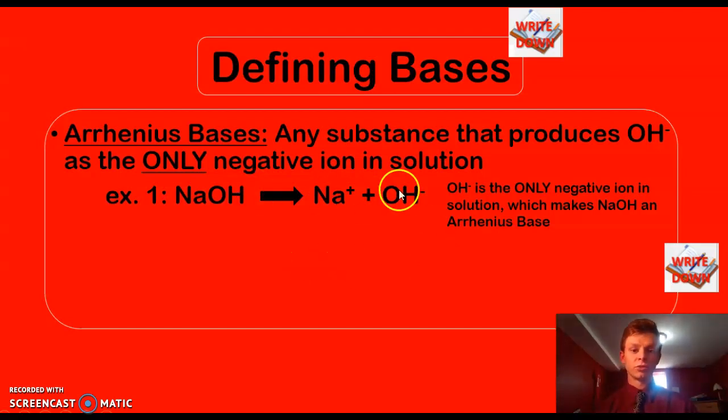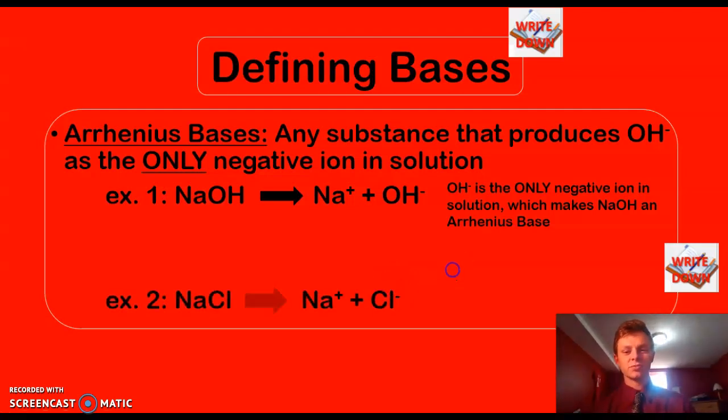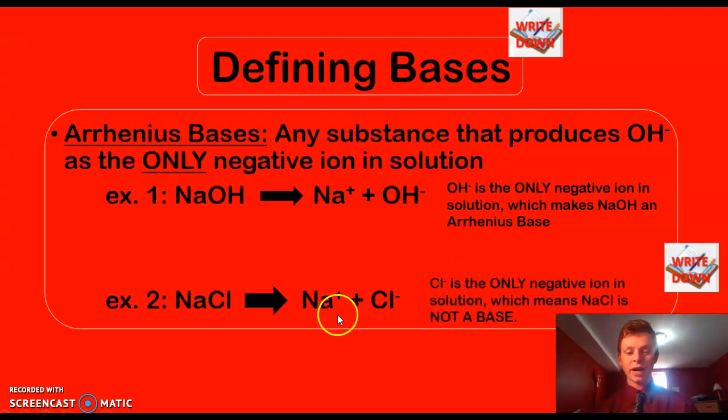If you were to do this with water, it would be the same thing. You would still get the OH minus. Again, we'll talk about NaCl, for example, too. Since Cl minus is the only negative ion in solution, that means NaCl is not a base because it does not have OH minus present in solution. This would be the time. Pause the video. Write this down.